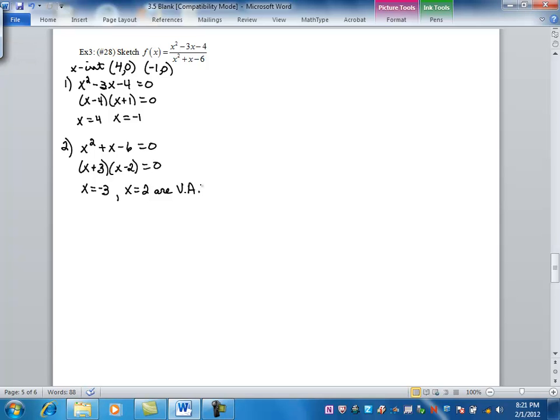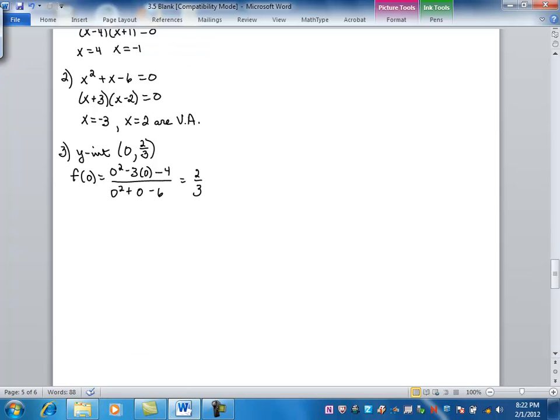Number 3 says find the y-intercept if it exists. Well, okay. Y-intercept, we know we're looking at f of 0. 0 squared minus 3 times 0 minus 4 over 0 squared plus 0 minus 6. So we've got 2/3 here. So I've got a y-intercept of (0, 2/3).